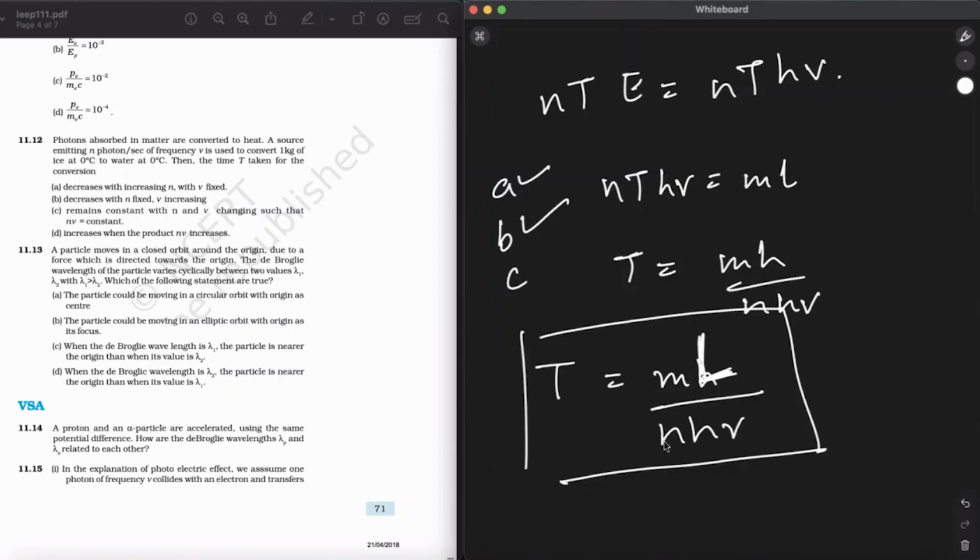Maybe let me check. So if I take n nu as constant, option C is correct. Then other factors are there, and so time taken for conversion decreases with increasing nu. That is a different thing.